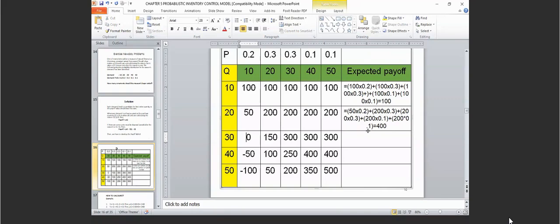Okay, ada soalan setakat tu? Ada soalan tak?